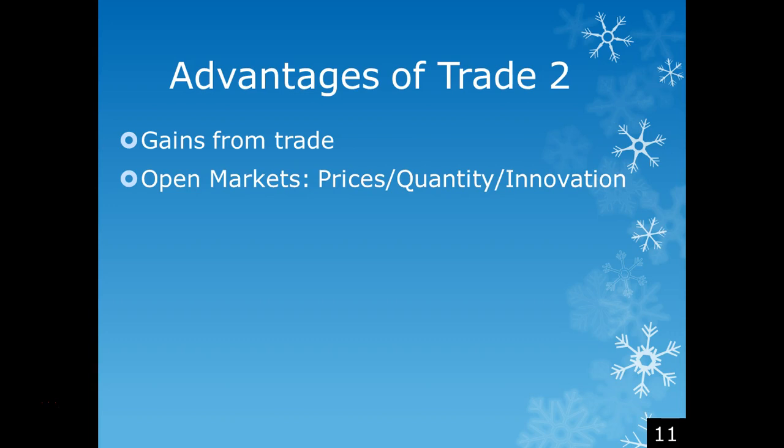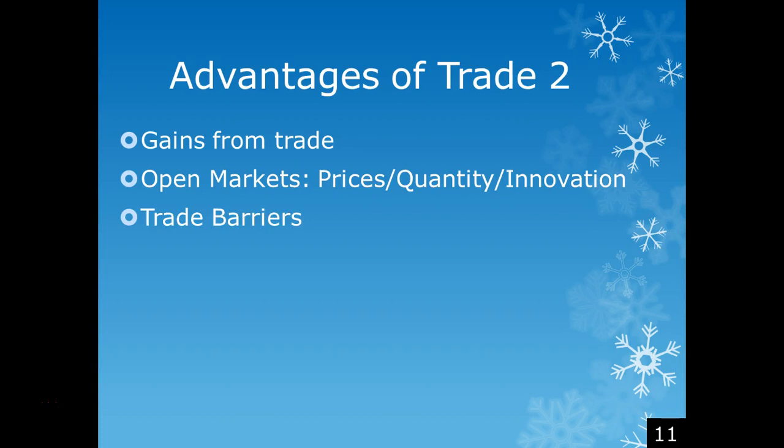And quantity and variety means that everyone gets access to more goods and services because they can access things from other countries. And innovation, it helps share ideas, and if we have more people working on problems, then we're just going to have better solutions to those problems. So open markets give better prices, more quantity and variety, and more innovation in the world.